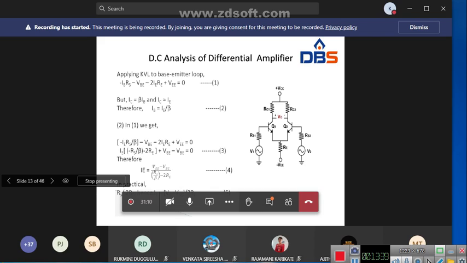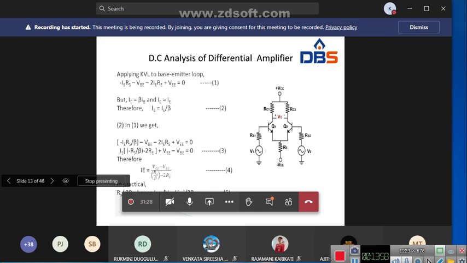So substitute this IB equation in the first KVL equation. Then we will get minus IE into RS by beta, minus VBE, minus 2IE RE, plus VE equal to 0.